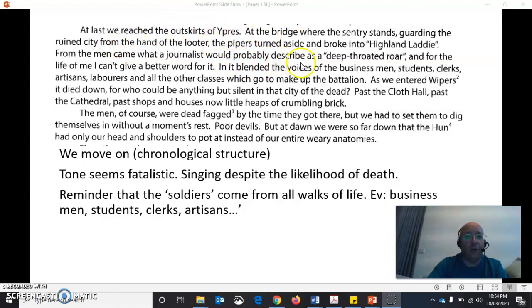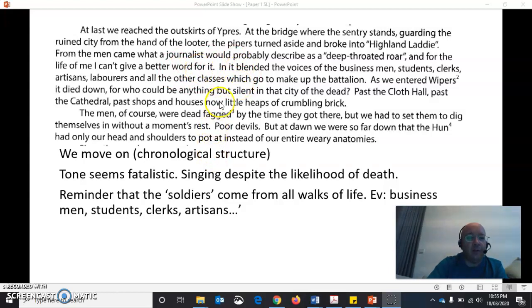part of this group. Worth pointing out here, the group is full of not necessarily experienced veteran soldiers, but businessmen, students, labourers, regular people who have signed up to fight for their country here. So it gives you an idea about the type of people he's with.